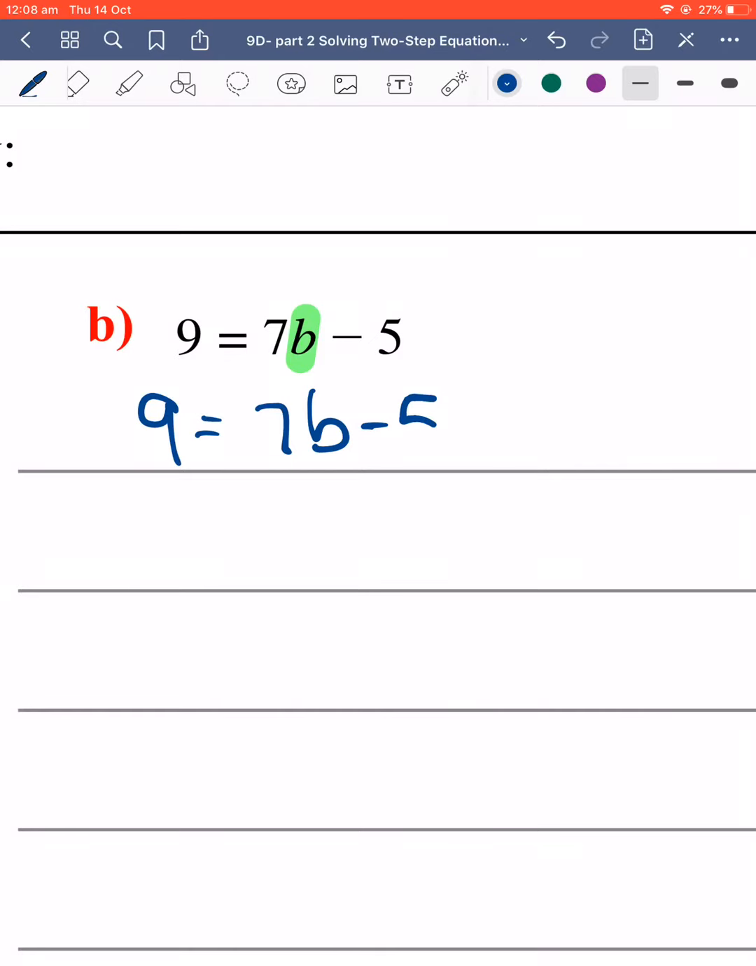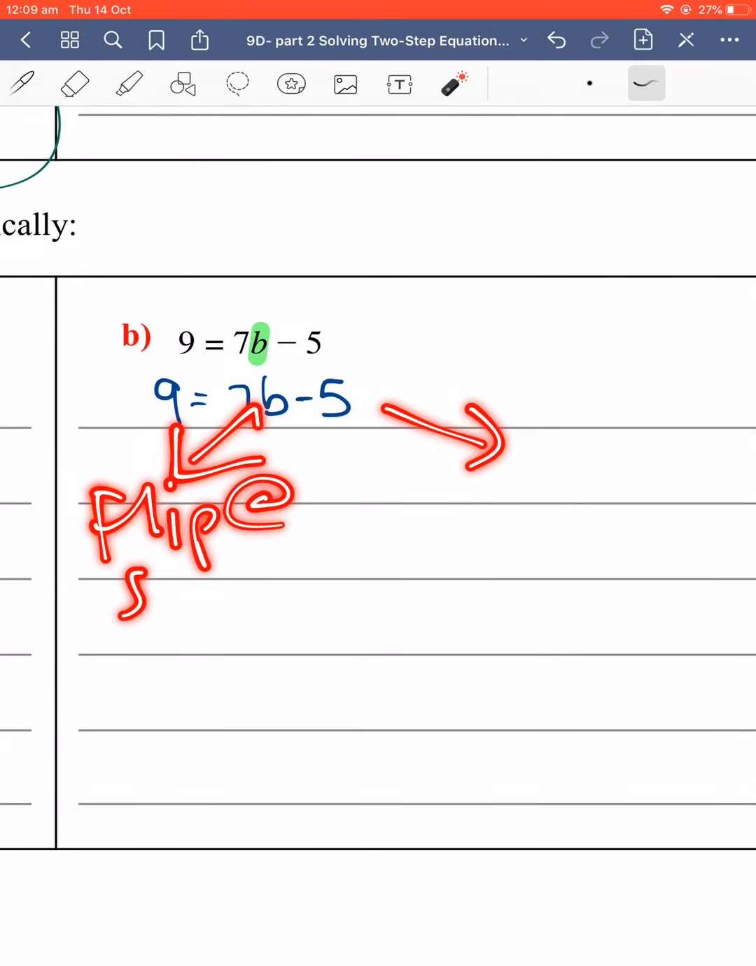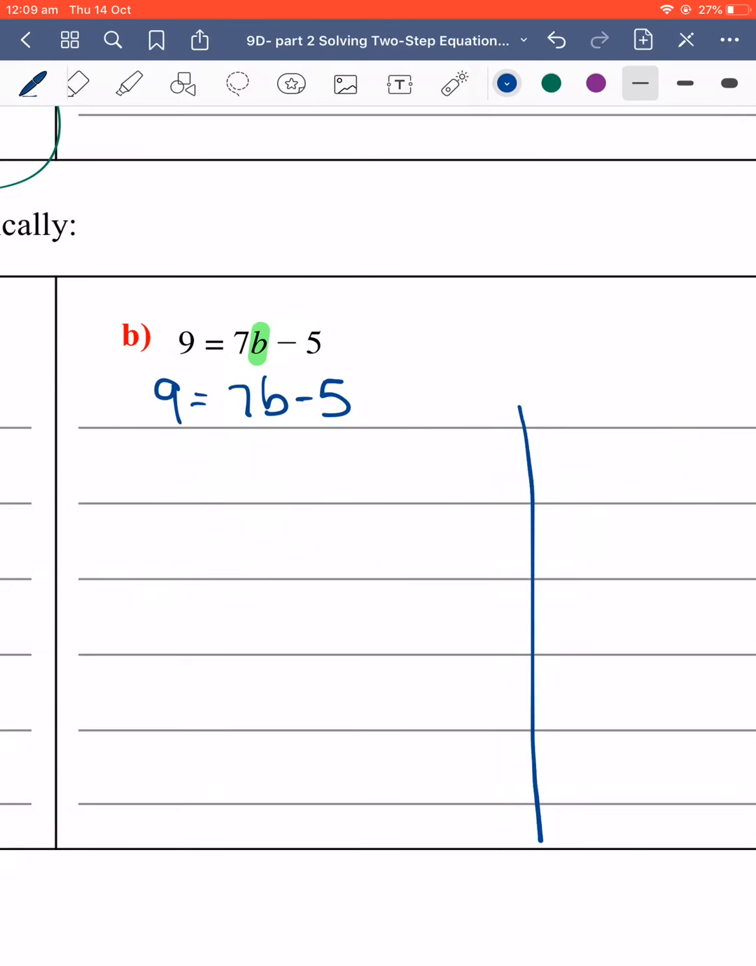7b minus 5. So I just want to quickly show you as well, there are two ways that you could do this. You can either flip at the start or you can flip at the end. So I'm going to show you how to flip at the end, and then if you're flipping at the start, it's the same thing, but you just get things a little bit more organized in a different way. So I'll show you both just in case you want to see it. So I'm going to flip at the start.